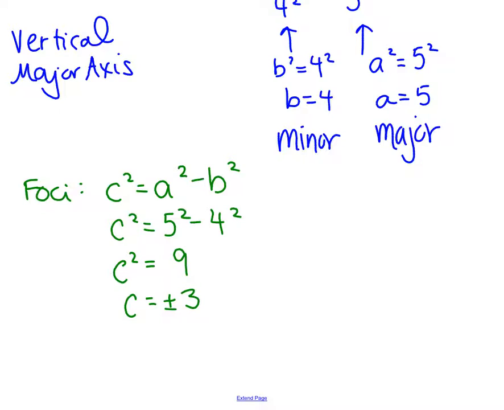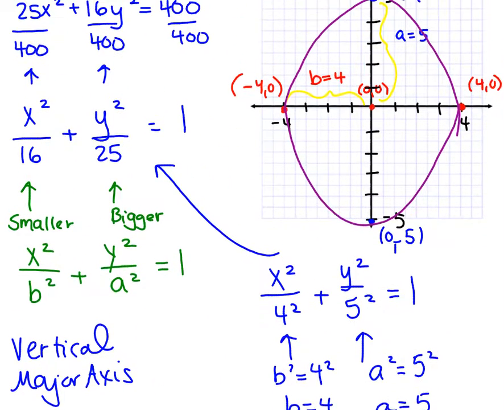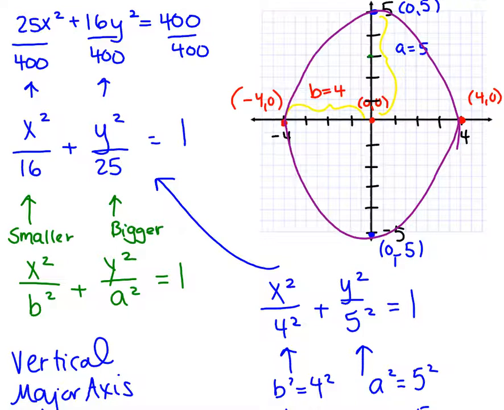So the foci is going to run along the major axis, which is the vertical axis. Starts at the center of the ellipse. We're going to go 3 units up and 3 units down. So here's your foci point. Over 0, down 3. Other foci point. Over 0, up 3. We'll continue with changing up a few things tomorrow and continuing on with our ellipses.